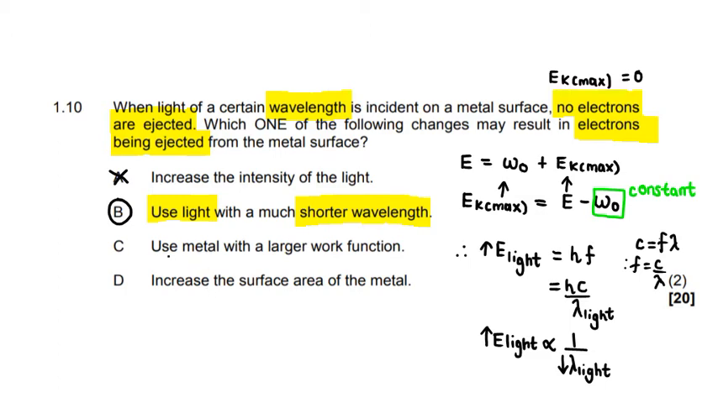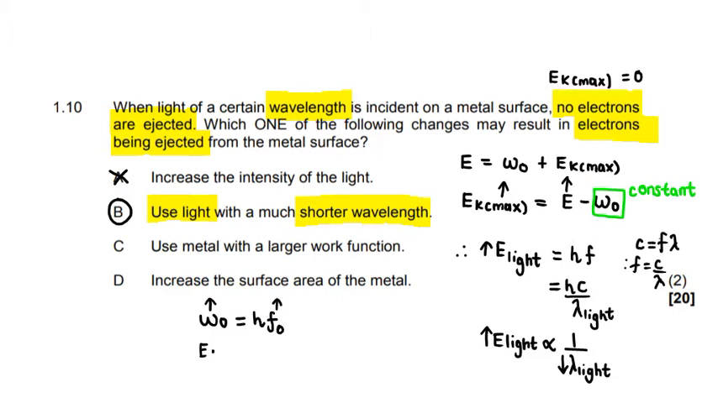The other option says use metal with a larger work function. Okay, so use metal with a larger work function. Let's think about that on the side here. The work function is equal to h times f naught. So if you increase the work function, you've increased f naught. Let's see how that is going to impact.